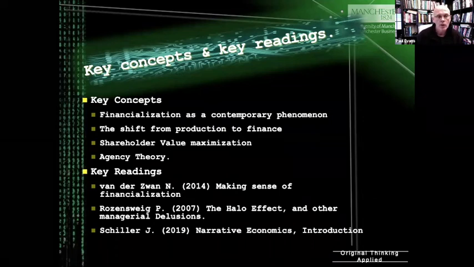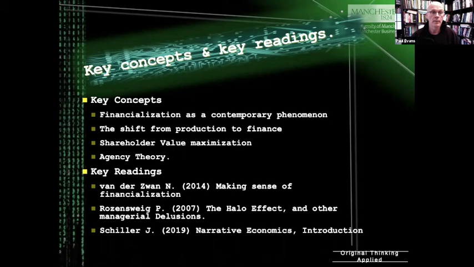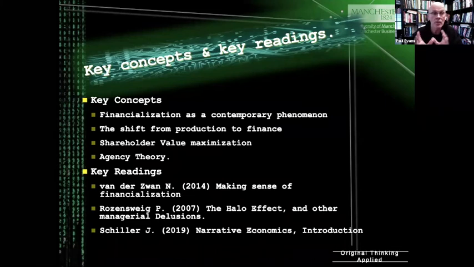What you should read in terms of those elements is the introductory section to van der Zwan's paper, the first chapter on the halo effect in Rosenzweig's book, and just the introduction and/or the Bitcoin example in Schiller's book. But again, the linkage from this is innovations that are culturally driven, driven by narratives which are actually ascribing value, which is socially determined, socially shaped. They're not sitting out there.